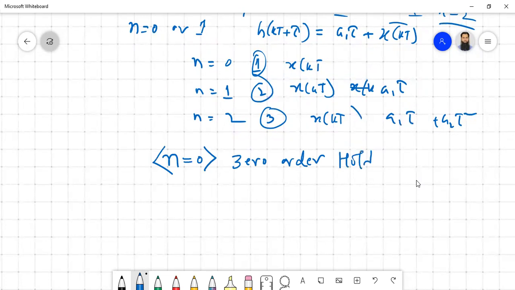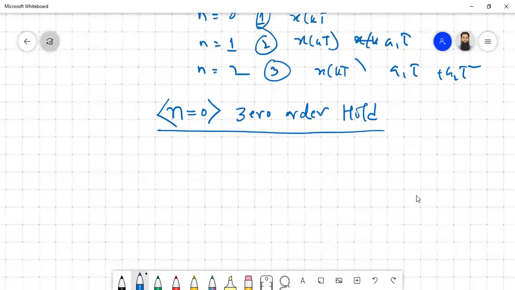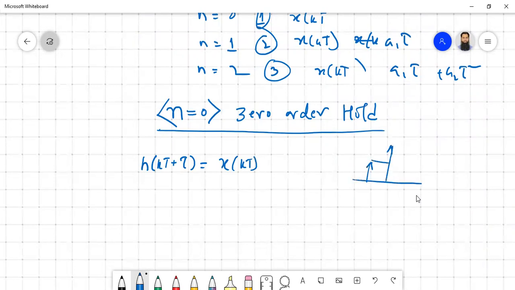Okay. So this is by default, except that I explicitly mention that we use the first order hold, but that is also real. So for the first order hold, basically the equation is simple. x(kT + tau) is basically the past value, that is, whatever the current value, it will continue up to the next one.